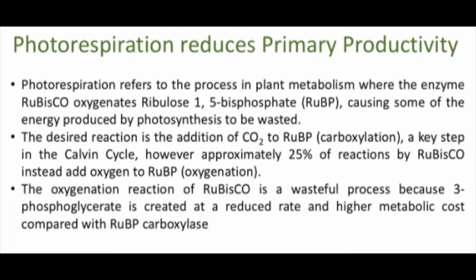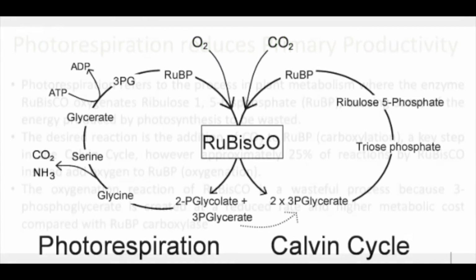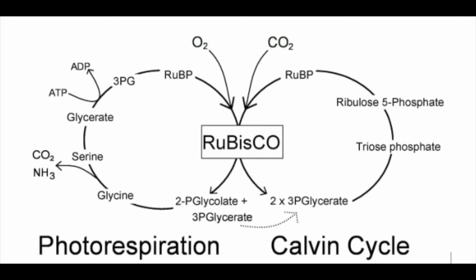The desired reaction is the addition of CO2 to RuBP, carboxylation, a key step in the Calvin cycle. However, approximately 25% of reactions by Rubisco instead add oxygen to RuBP, oxygenation. The oxygenation reaction of Rubisco is a wasteful process because 3-phosphoglycerate is created at a reduced rate and a higher metabolic cost compared with RuBP carboxylase.